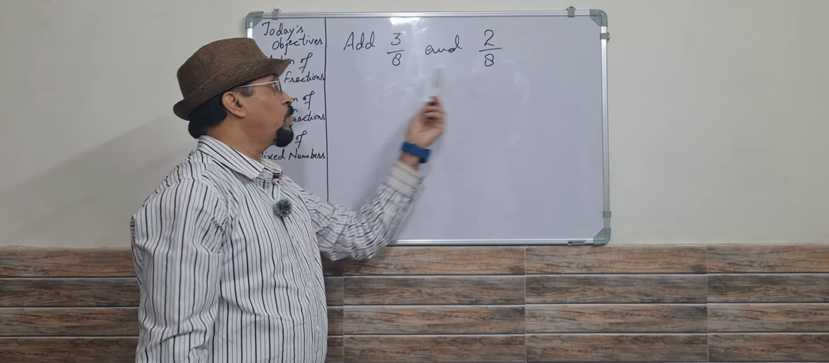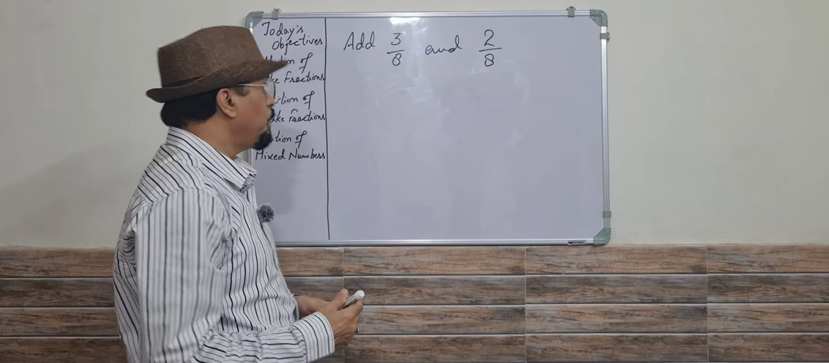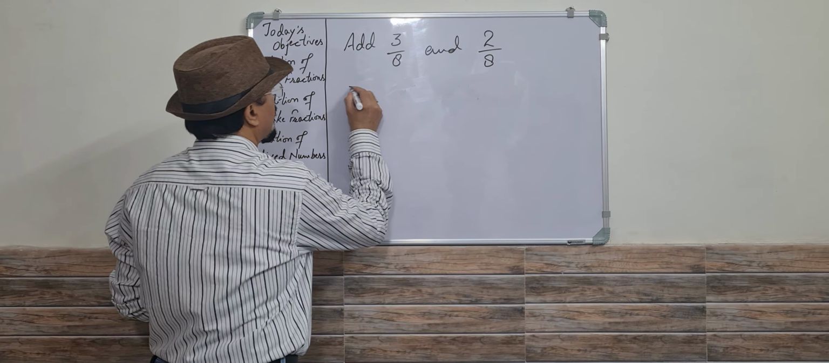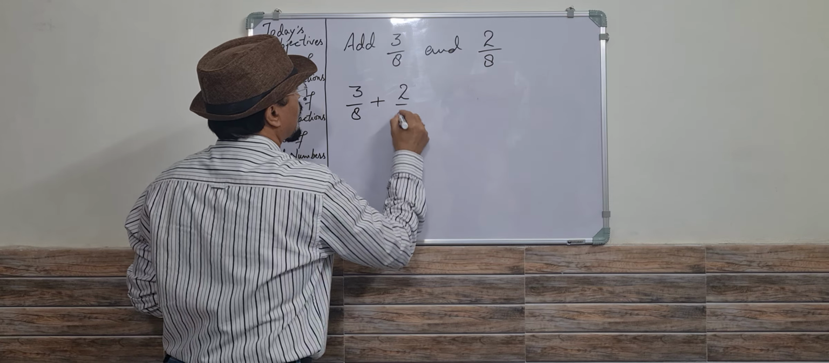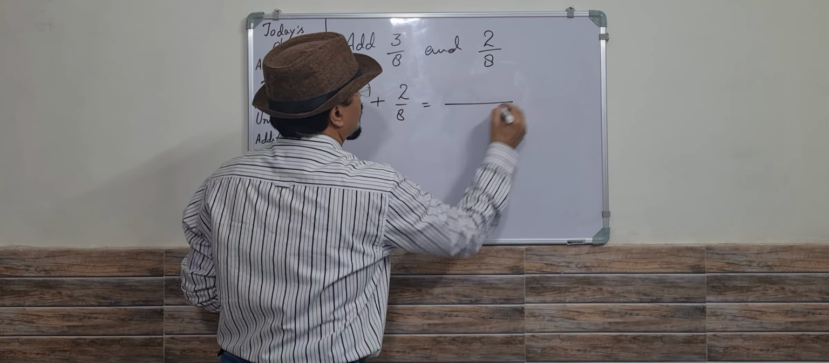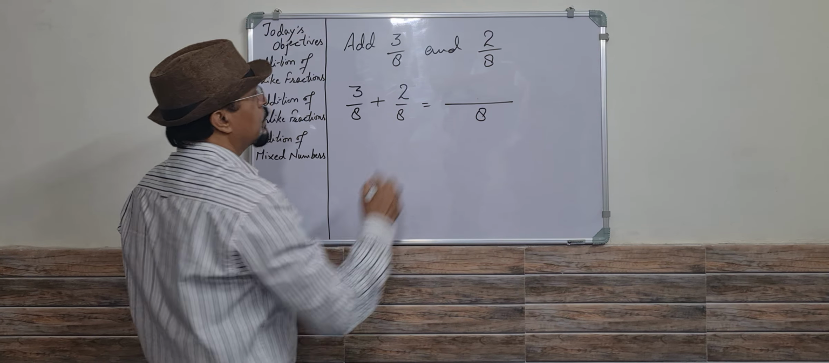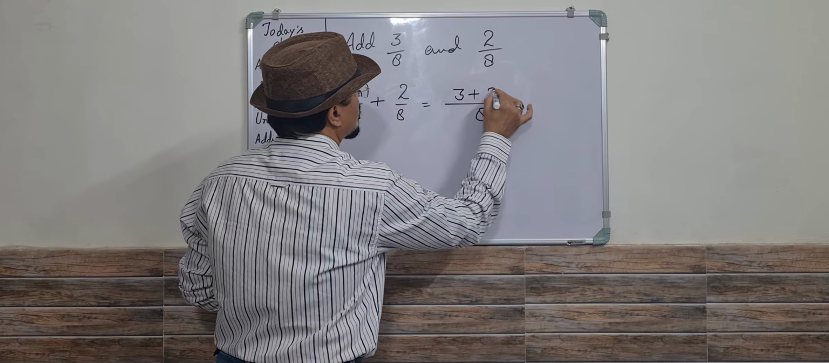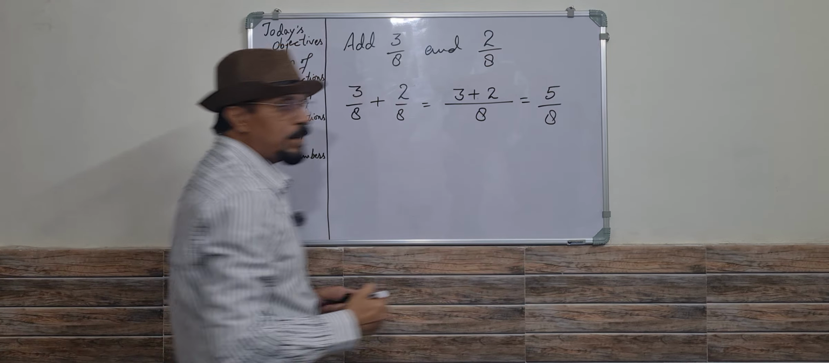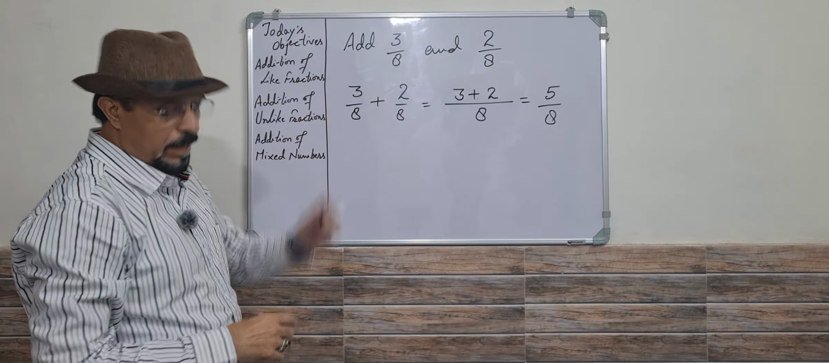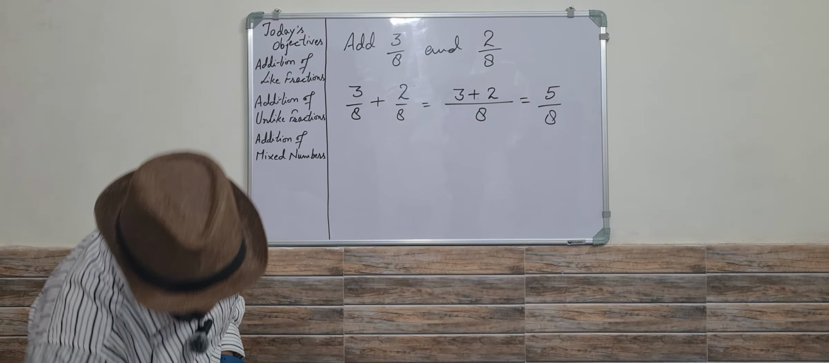Again, these two are like fractions. The denominator of both of these two is 8, which is same. So to add 3 by 8 and 2 by 8, we write denominator 8 like this. Numerator 3 plus 2 is equal to 5 by 8. This is how the like fractions have to be added.